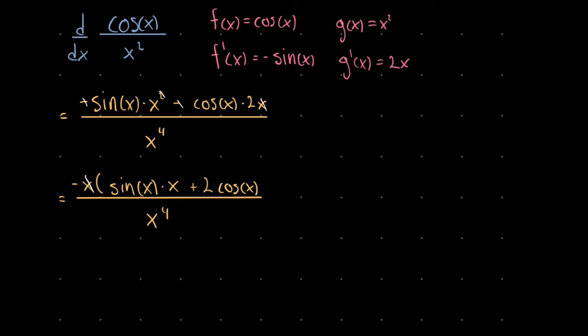We have an x here, and so that reduces the power of 4 down to power of 3. And we'll just write the negative sign out in front. So we have minus x times sine x, just rearranging the order there, nothing changes, plus 2 cosine x, all over x cubed in the denominator.